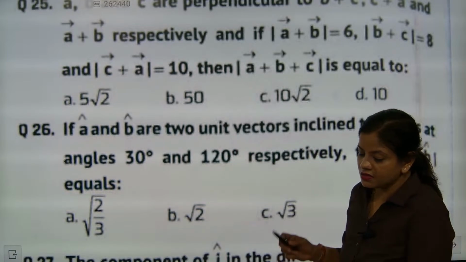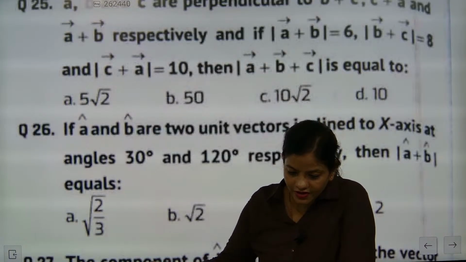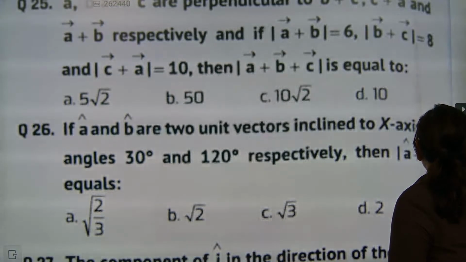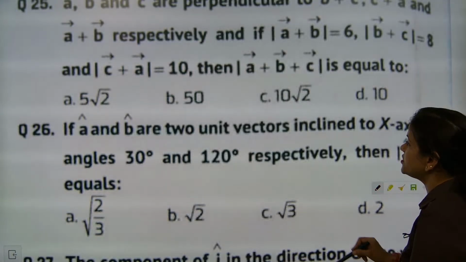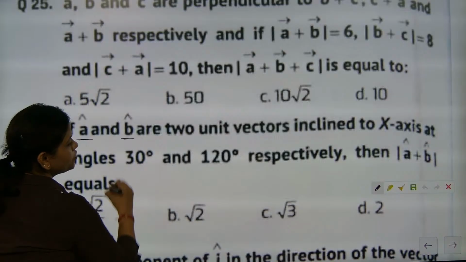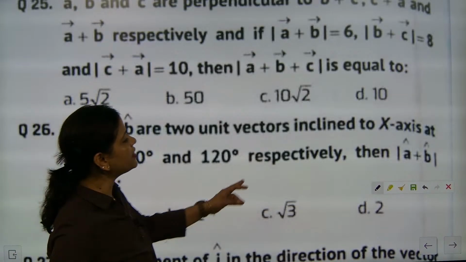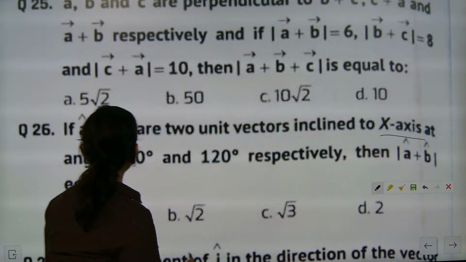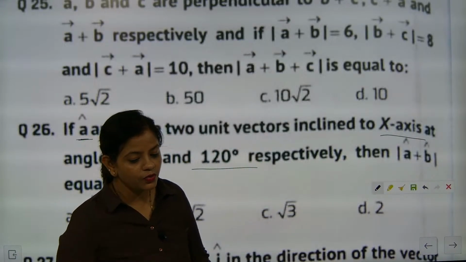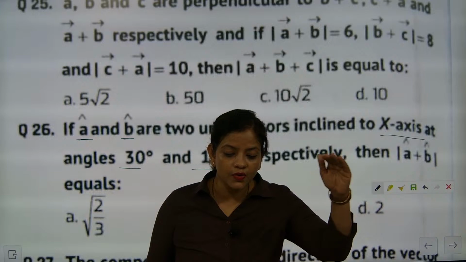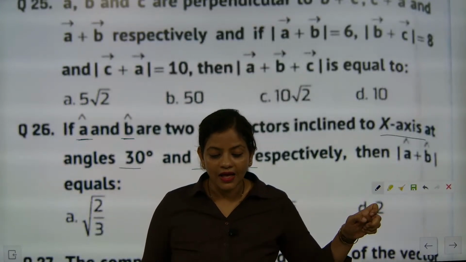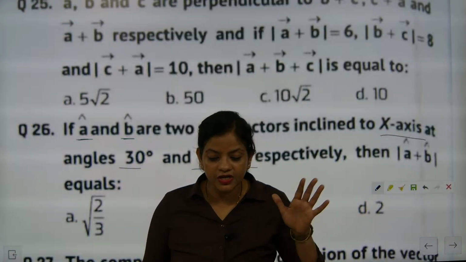But look here, see, two vectors are there and they are unit vectors. Please kindly don't leave these types of questions. See here, please understand this part. These are two unit vectors, and they are inclined to the x-axis at an angle of 30 degree and 120 degree. Just now I explained to you that when they are inclined to the x-axis, we will exactly get i and j unit vectors. Only the i and j part we are taking.